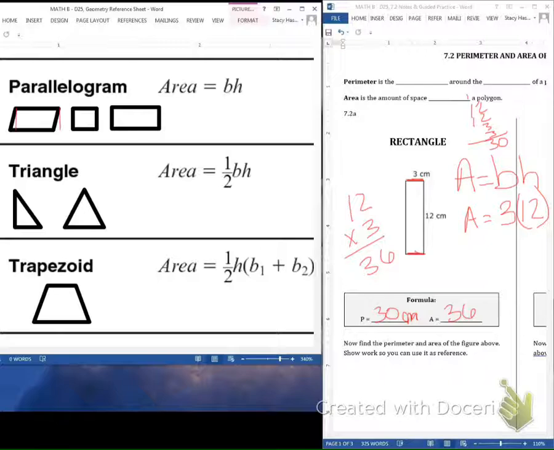Area is a little bit different. We use centimeters, but because this is two-dimensional, a length and a width, and we want to know how much is inside, area, you would say it's 36 centimeters squared. You'll put the little 2 there. So it's important that you put the 2 on the centimeters when you are measuring area, and do not put the 2 on the centimeters when you're measuring perimeter. Perimeter and area are measured in centimeters and centimeters squared.